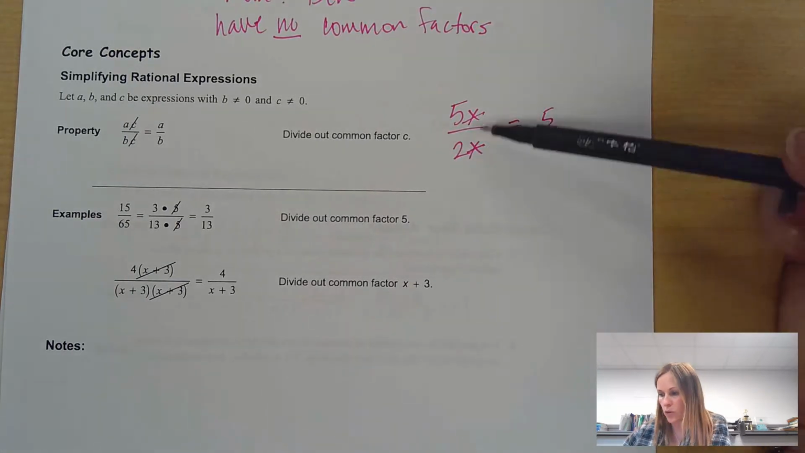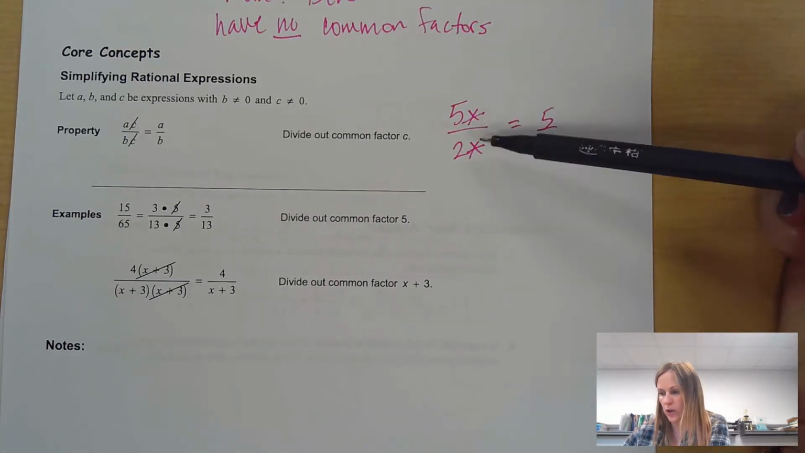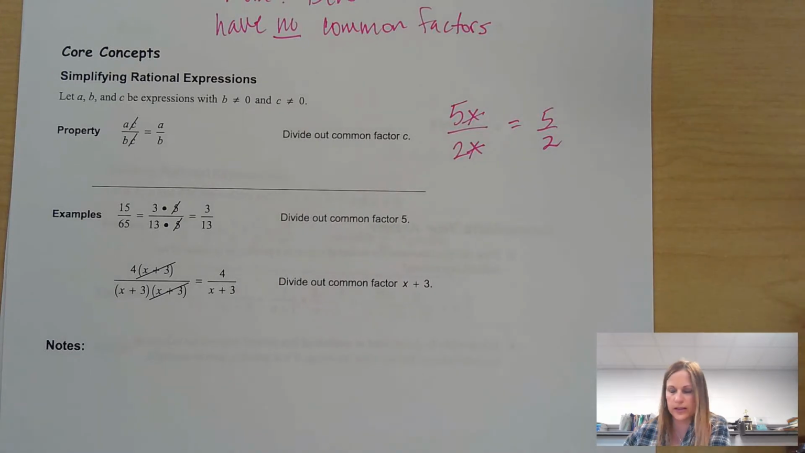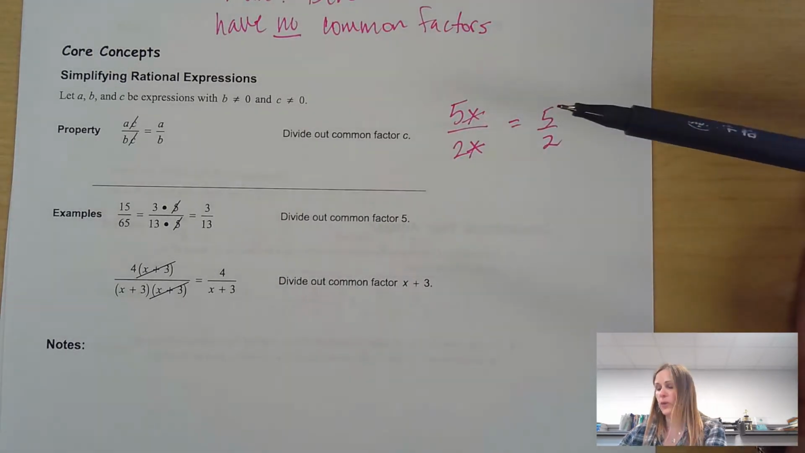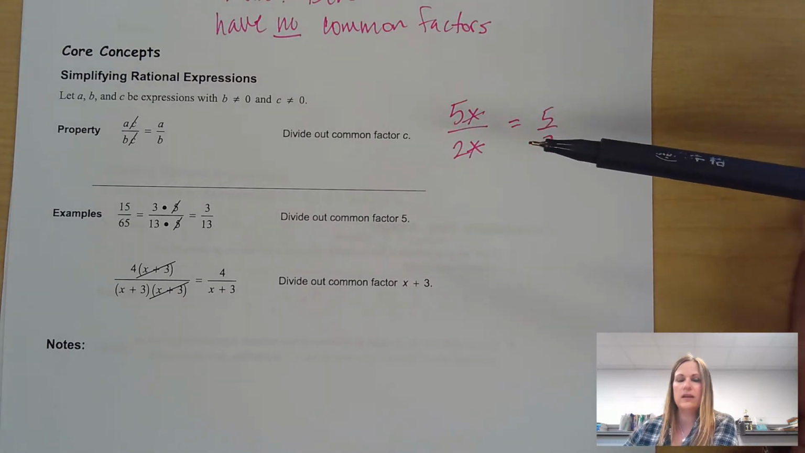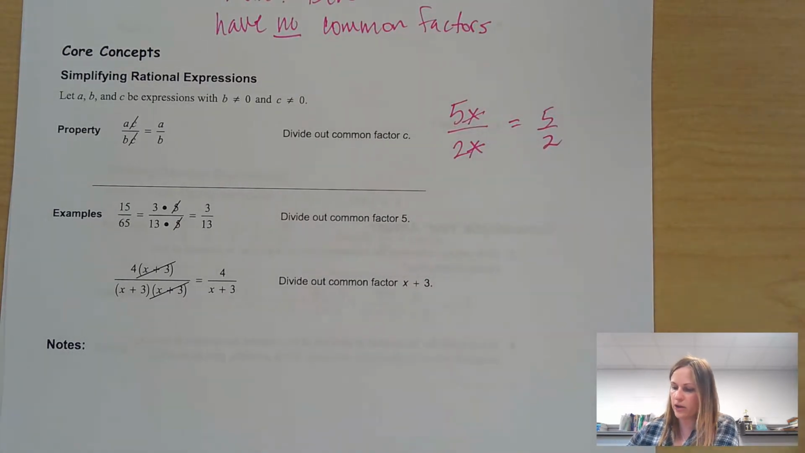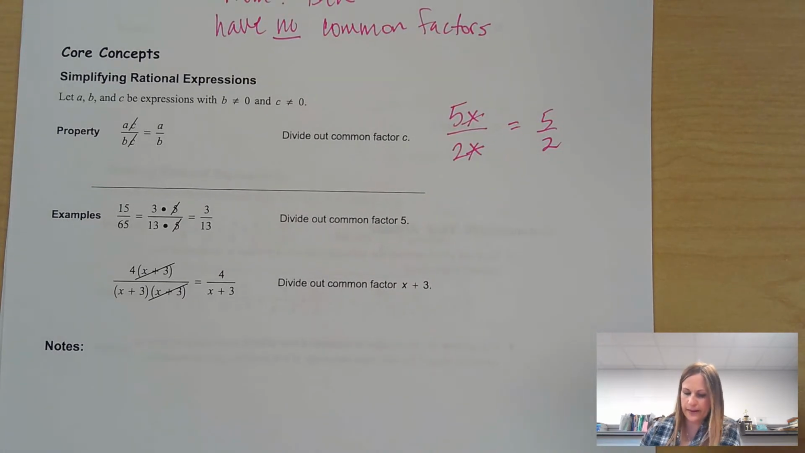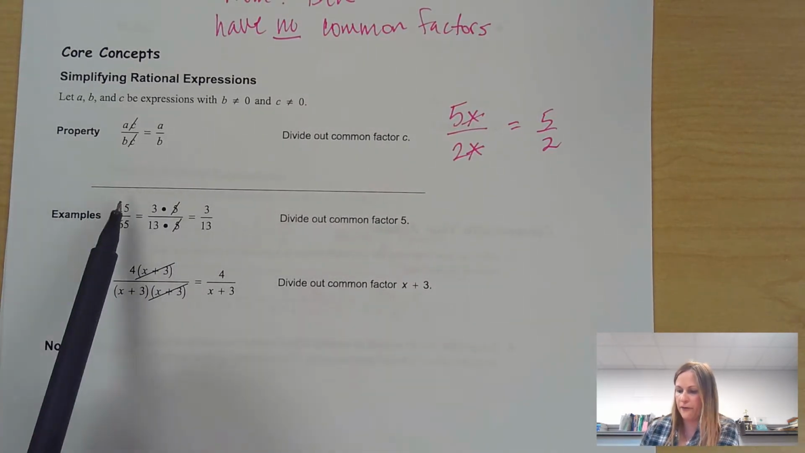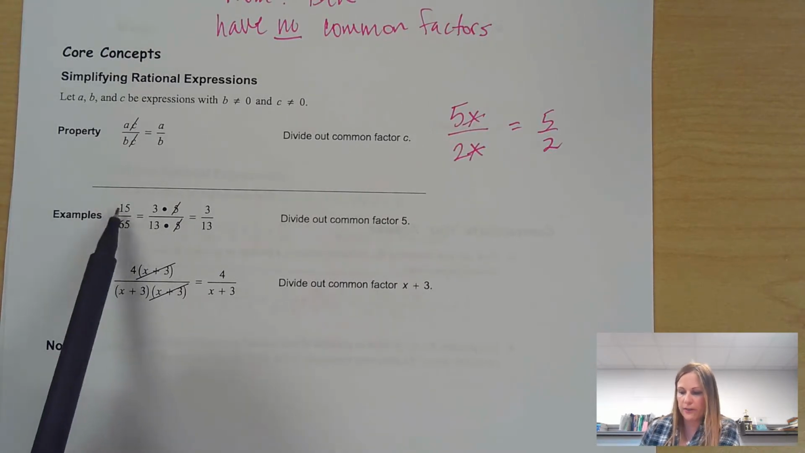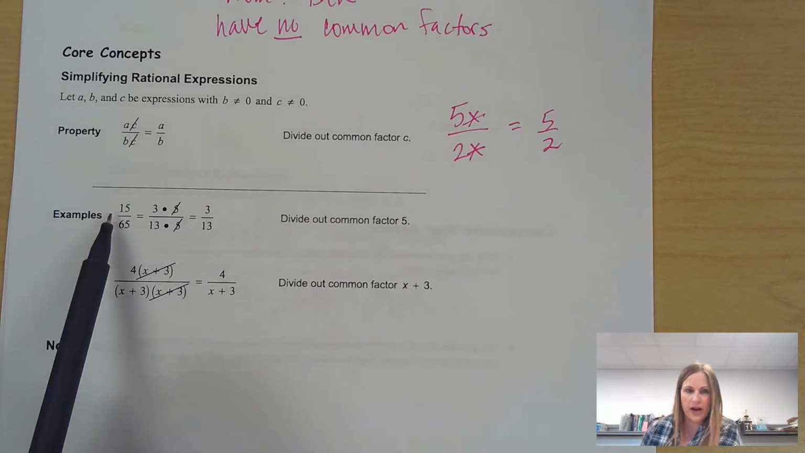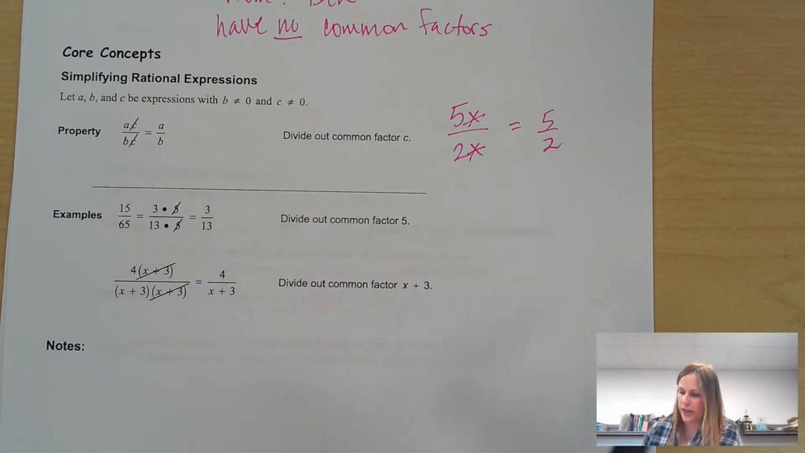Well, technically this is a rational expression, right? This is a polynomial over a polynomial. They're both non-zero. So understand that what we are doing here is just canceling out common factors. x is our common factor, and that's what we're canceling out. Same thing goes if I had numbers, right? If I had 15 over 65, a common factor would be 5, right? So we factor out a 5 and reduce.